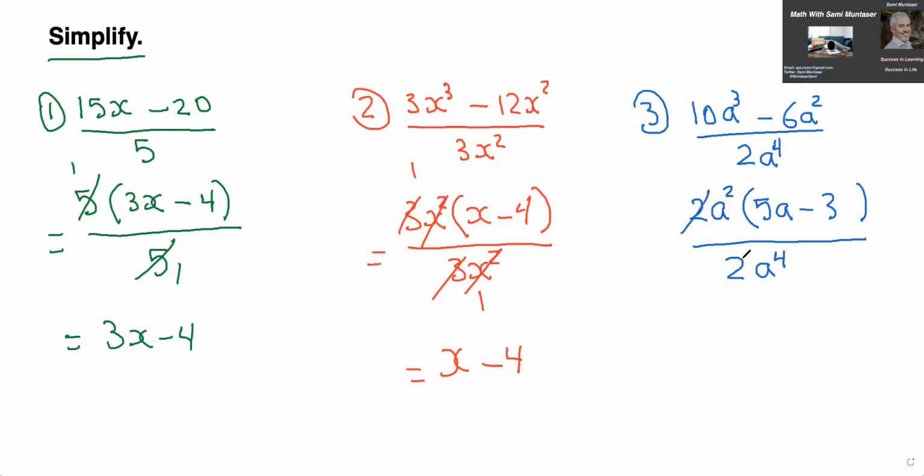Now the 2 cancels the 2. A squared goes into itself once, and a squared goes into a to the 4, a squared times. Okay, and therefore your final answer for this one will be 5a minus 3 over a squared. And that's it for this question. That's the answer.